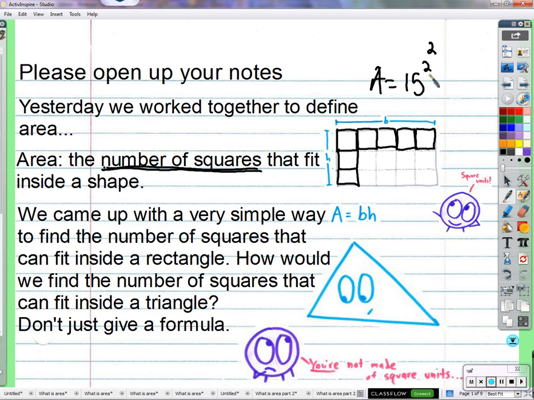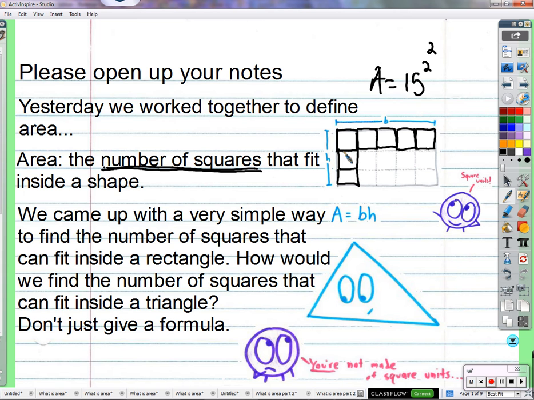15 squared is a number. What does it mean to square something? 15 times 15, that's 225, if I'm not mistaken. Is the area of this thing 225? No, because the area is 15. This is the number of squares that fit. Could 225 squares fit? Sure, if we made the squares small enough. But not squares this size. We're talking about squares this size.